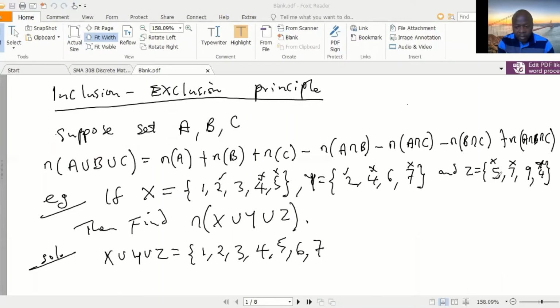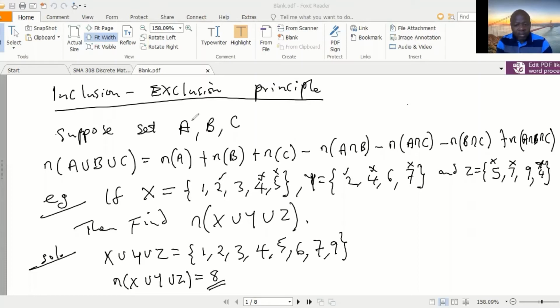Okay, let's come to this z. In z, 5 has already been written. 7 has already been written. So 9 is the one that has not been written. 4 has already been written. That means the union has this. So how many elements are these? 1, 2, 3, 4, 5, 6, 7, 8. That means the union of these elements has 8 elements.